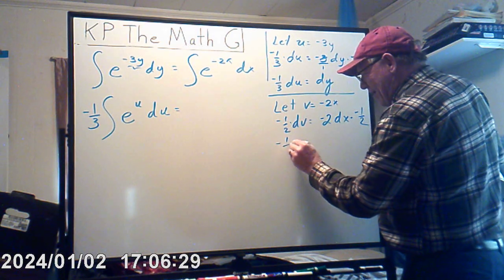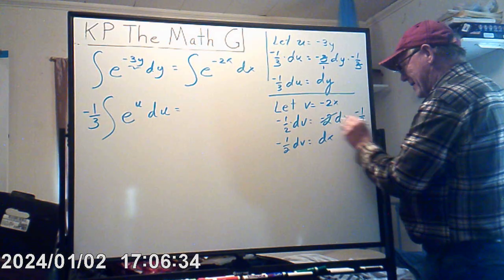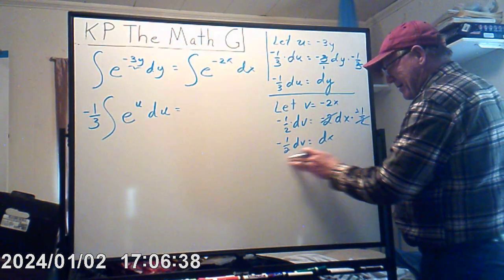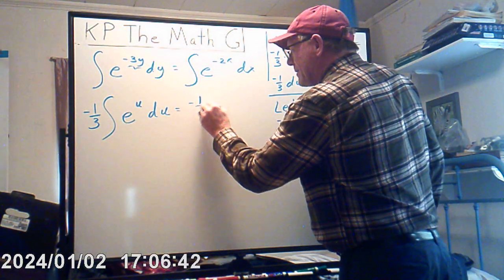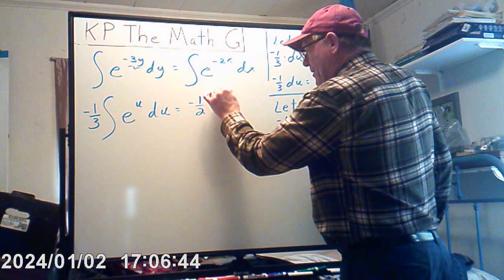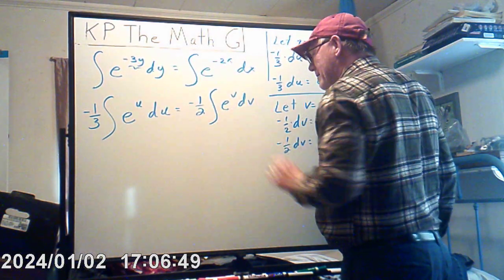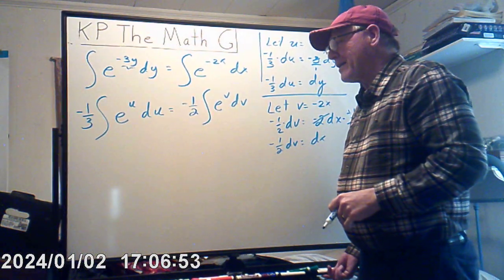So negative 1/2 dv is equal to dx. This divides out. Okay, so right there. Well, here we go. Negative 1/2 times the integral e to the v dv. Okay. Same idea, isn't it? Same exact idea.